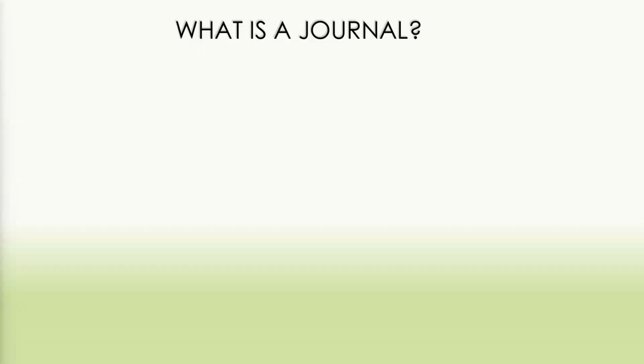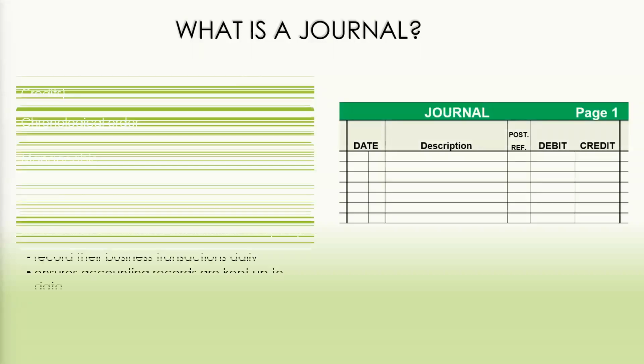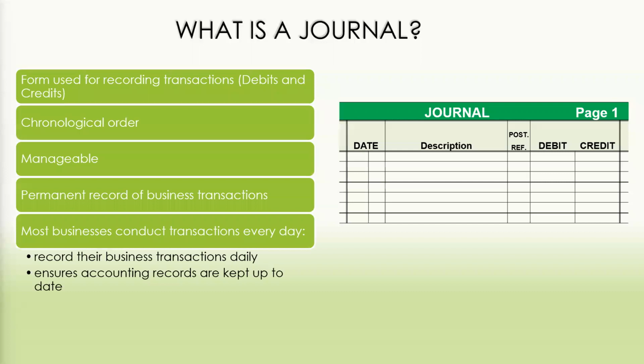But first, what is a journal? A journal is a form used for recording transactions. This is where we record our debits and our credits. The transactions are recorded in the journal in chronological order, which basically means that a transaction occurring on the first of the month is recorded before any transactions which occur on the second of the month.